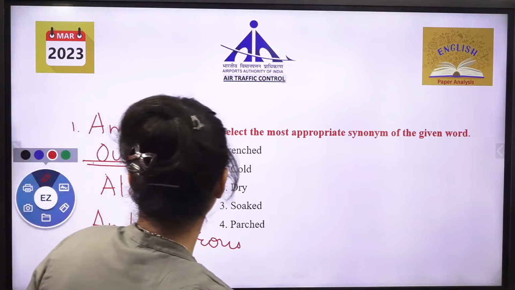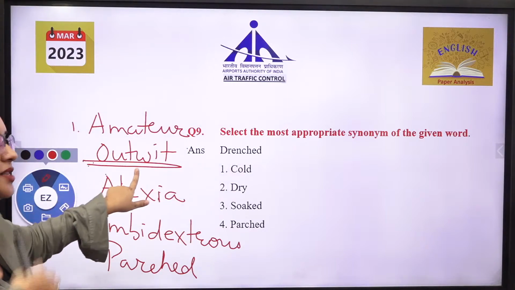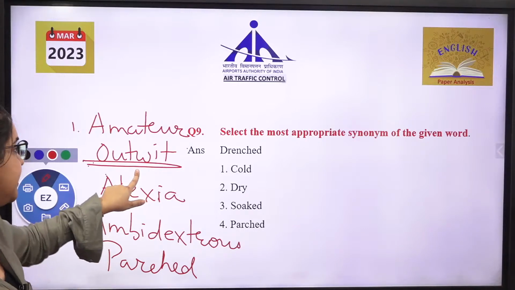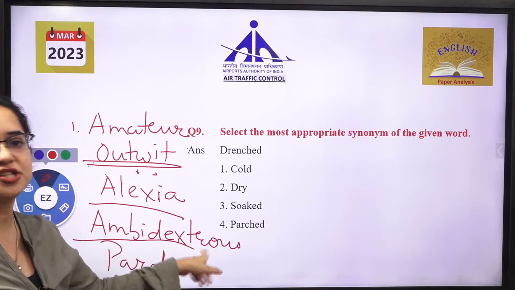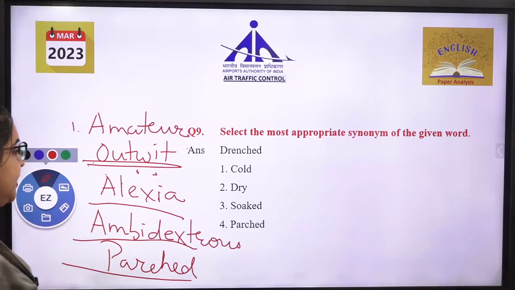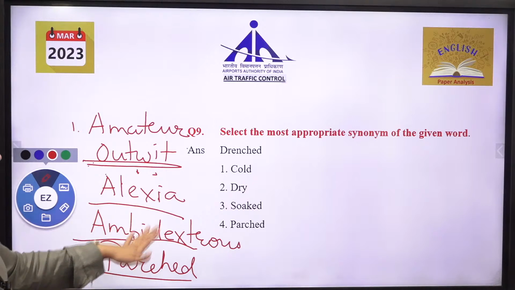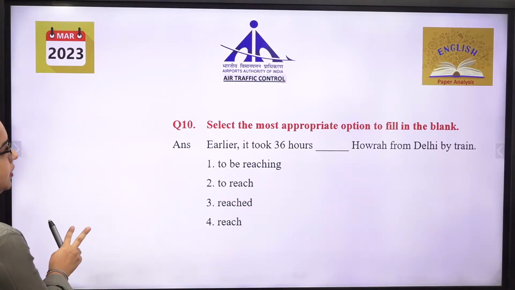What is it called? Just a revision. Amateur is a novice one. Outwit is when you are extending, going ahead of someone, which is not expected. Alexia, not able to read. Ambidextrous, one who can write with both the hands. And parched, when you have dried out something with the kind of a dryer or something, right? So that is your parched one.